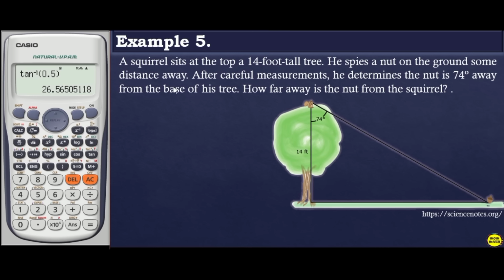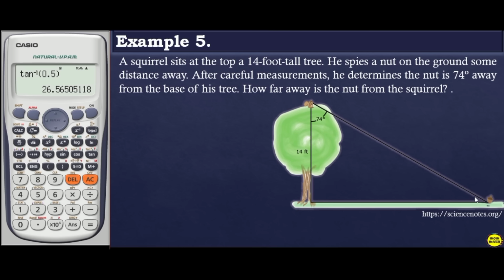Next, a squirrel sits at the top of a 16-foot tall tree. Ito po yung ating puno. Ito po yung squirrel natin. Okay? Ay, 14 rather. So, ito po yung squirrel natin. Baka hindi po ninyo nakikita. Maliit po siya. So, 14-foot tall tree. So, 14 feet siya. Now, he spies a nut on the ground some distance away. Ito yung nut na tinitingnan niya.